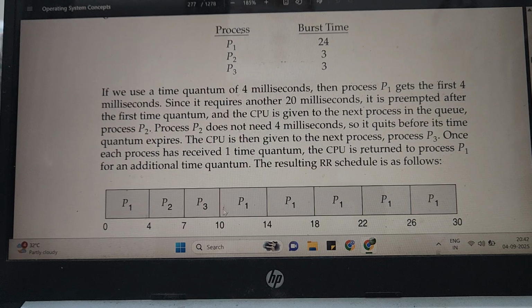Then for the next 4 cycles, we should be using P3, but again P3 needs only 3 cycles, so you give it 3 cycles, P3 done. Then next 4 cycles P1, and then if you see there are no other processes except P1, so until P1's burst time becomes 0, you keep giving P1, P1, P1. So this is not a very representative example in my opinion.